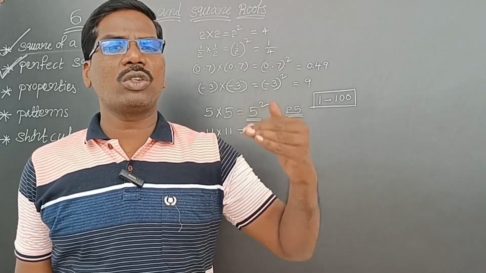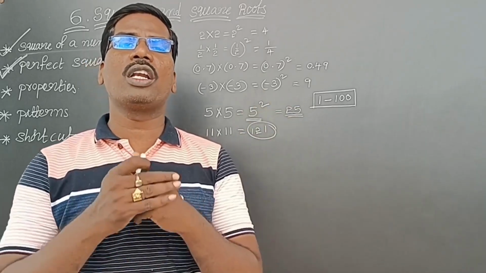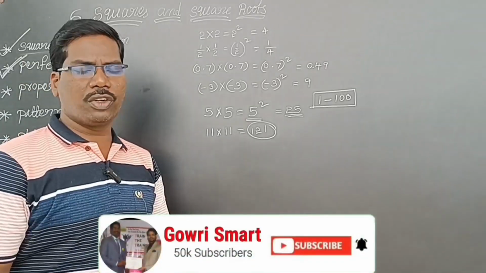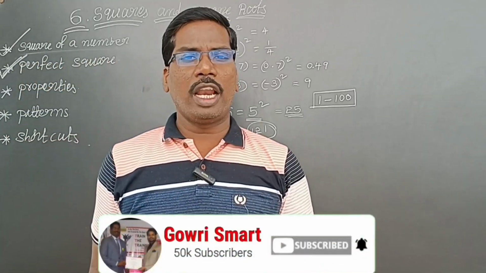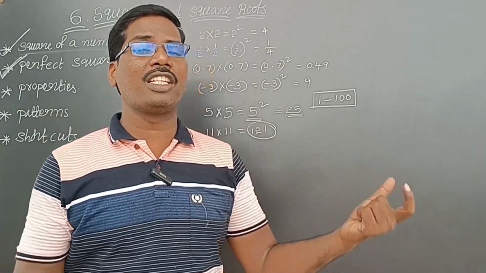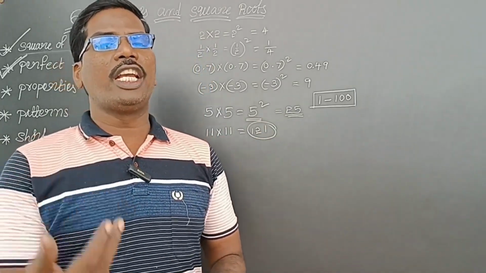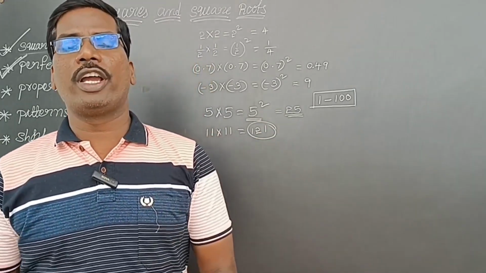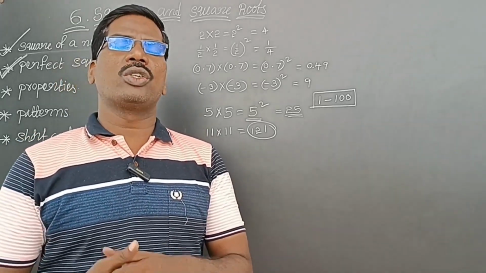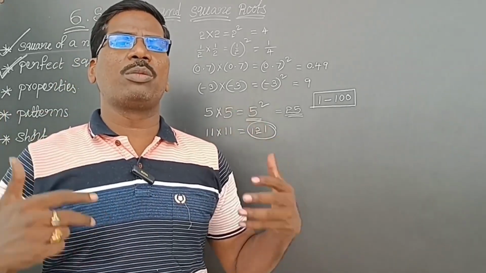So like that you have to know up to 100 perfect squares. If you know very well, then this chapter is very easy for you, because they will ask you to find the square of one number. 99 square they will ask, you have to remember 9801. 95 square you have to know 9025, 75 square you have to know 5625. Understand? So everything you should remember.